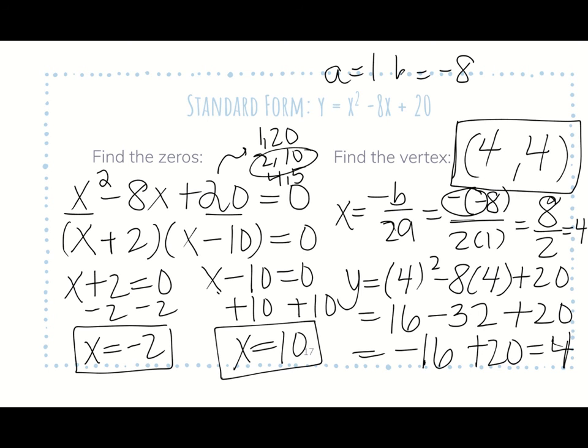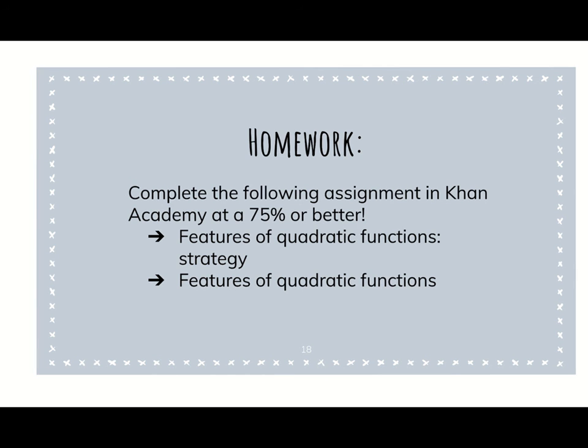So hopefully after doing it all once, coming back and reviewing it now, it's all starting to click a little bit more. We're going to finish up here with a little bit of practice. So what I would like you to do to complete the day is complete the following assignments in Khan Academy at a 75% or better. You've got 2 assignments: features of quadratic functions, strategy, and features of quadratic functions. There are videos assigned with these, so feel free to watch those videos if you need a different perspective, you need some more examples, and then work to get these 2 assignments done.